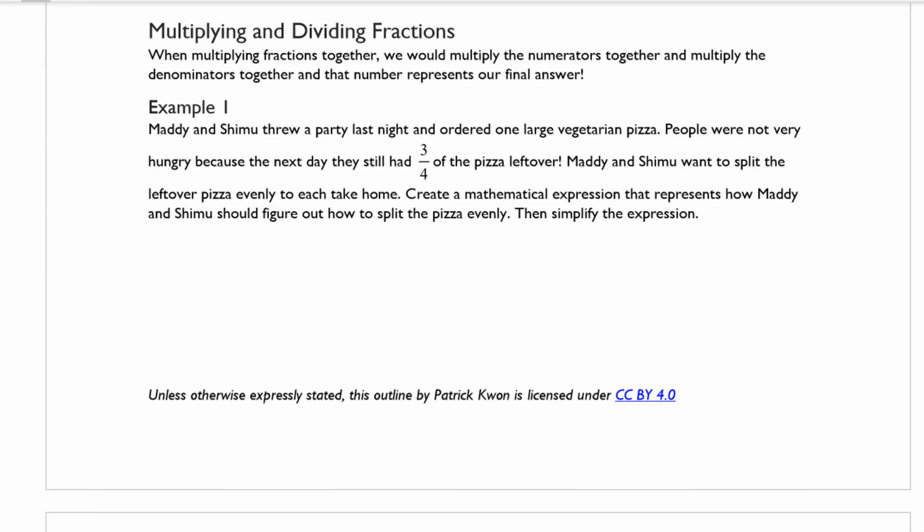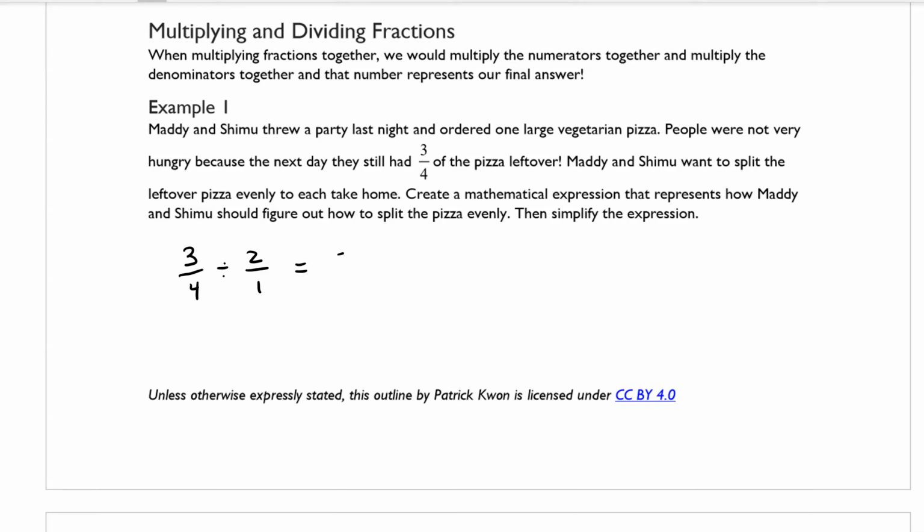simplify the expression. So we know that there is 3/4 of the pizza left over, and in order to split it evenly amongst two people, we would divide by 2. Now, I'm going to rewrite 2 as a fraction, so we have divided by 2 over 1. And the way that we divide fractions is we want to multiply by the reciprocal. So if we're doing 3/4 divided by 2 over 1, the way that we change that into a multiplication statement is by taking the reciprocal of the second fraction, and then it becomes a multiplication statement.